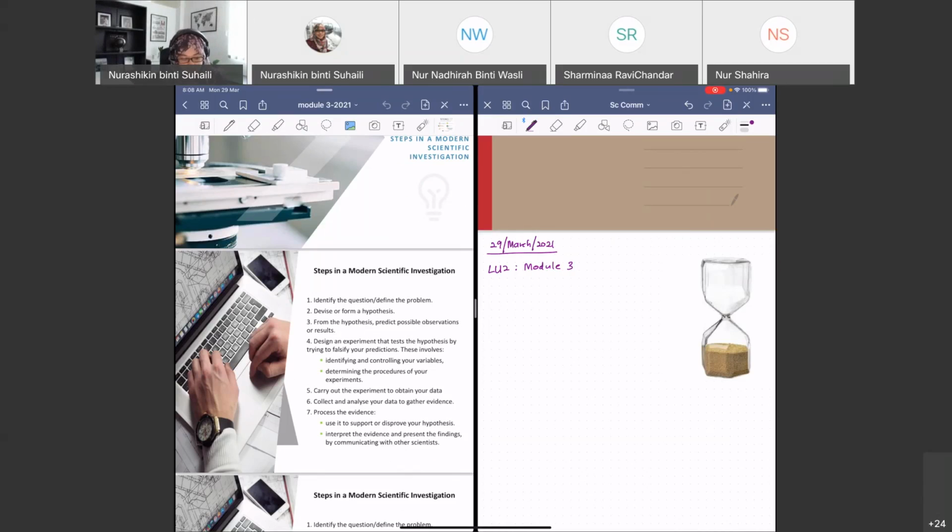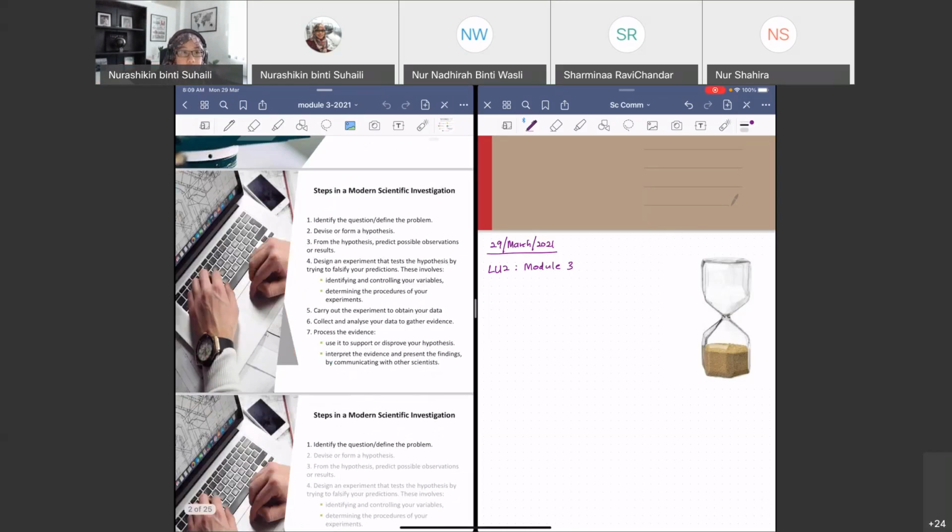Why is it important to have all the steps? If you remember the definition of research in general, not just scientific research, research is a systematic process. Systematic means you have to execute things step by step, properly, with good planning and so on. So these are all the steps that have been taken in executing a modern scientific investigation.